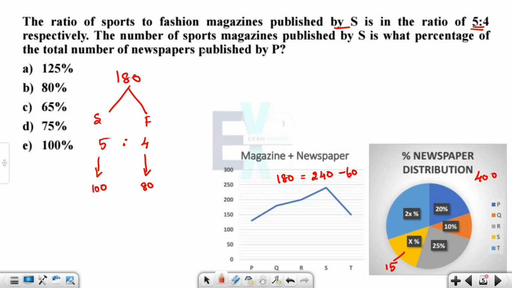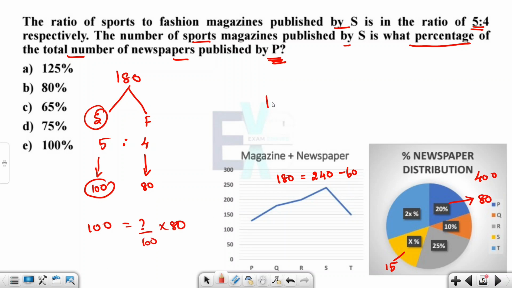Next, the sports magazines published by S, that is 100, is what percentage of the total number of newspapers published by P? What is the total number of newspapers published by P? 80. So the total number of newspapers published by P is 80. So now the question is, 100 is what percentage of 80? So what you'll be doing is 100 by 80 into 100, you'll be getting 125%.